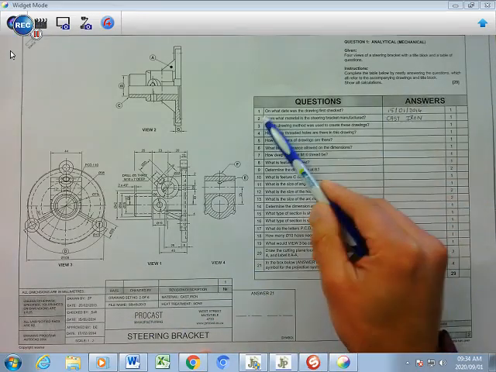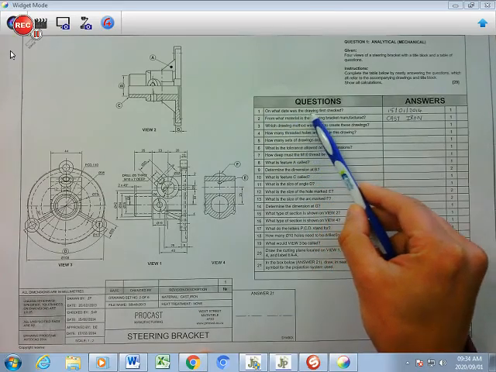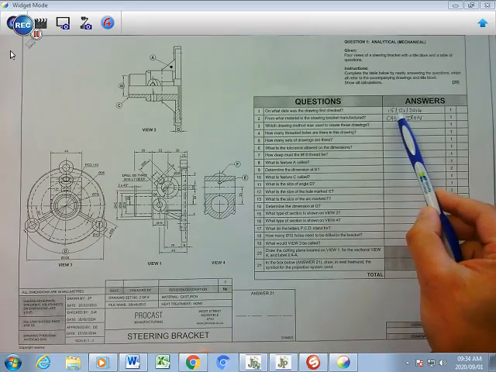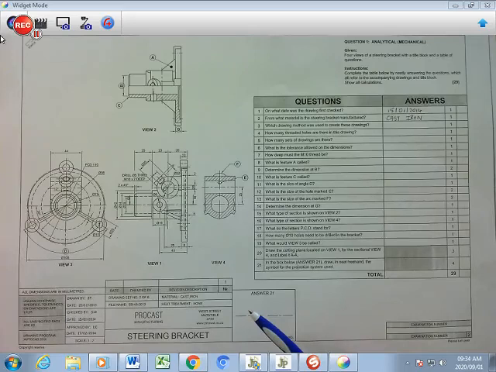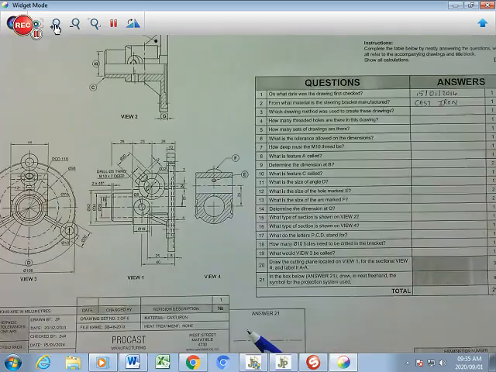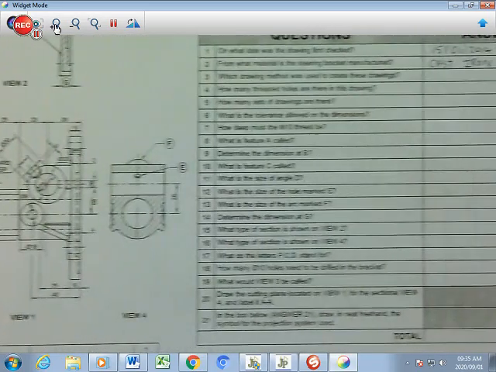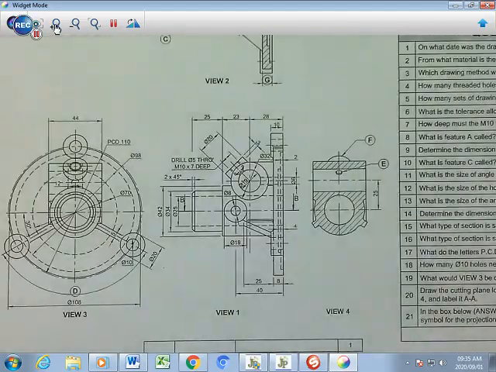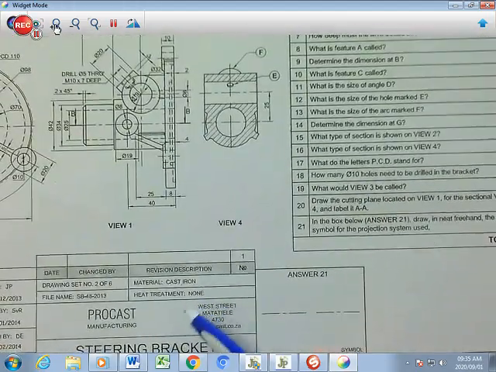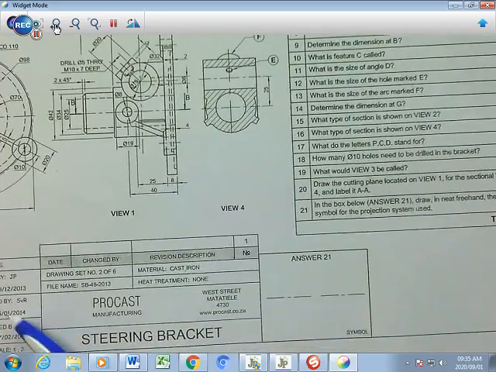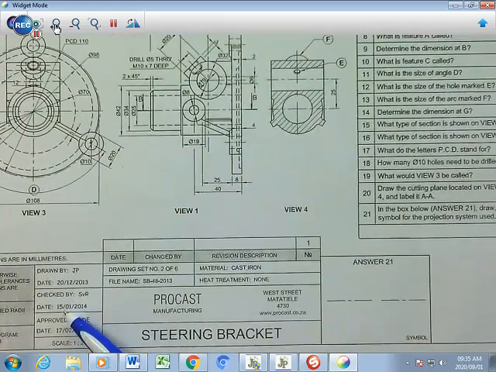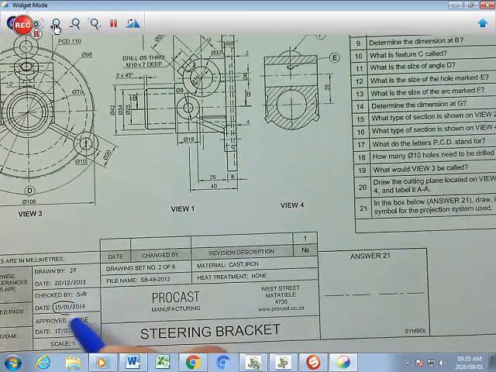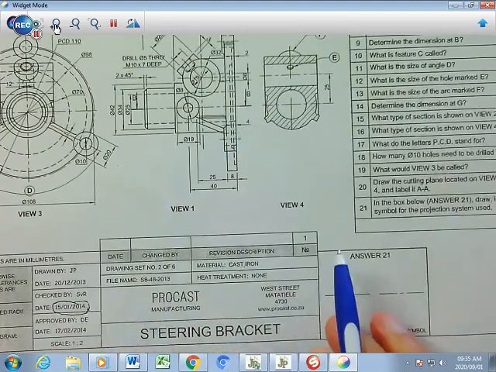So let's start with question number 1. What date was the drawing first checked? The 15th of the 1st 2014, and I want to zoom in onto where you are going to get these answers, if you allow me. So just to zoom in so that you can see the questions asked. The 15th you're going to find right here at the bottom. It was checked. That would be there, 15th. So I'm just going to circle that. That's an answer that you will have there.